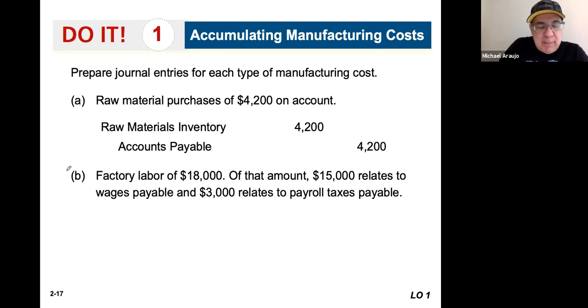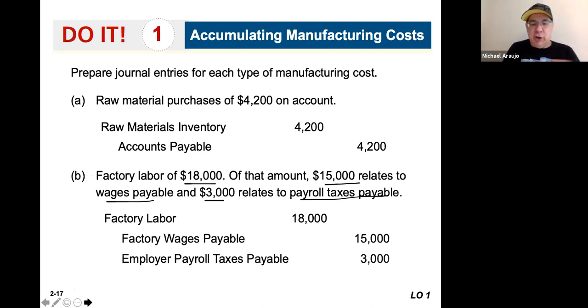The second part, B, we have factory labor of $18,000. $15,000 is specific to wages payable. $3,000 is specific to payroll taxes payable. So what's the journal entry going to be? Well, you're going to debit your factory labor by $18,000, and you're going to credit your factory wages payable, $15,000, and your employer payroll tax payable, $3,000. Just like we saw 2 slides ago or 3 slides ago. Would you agree? You remember? Okay, good. Hope you remember.